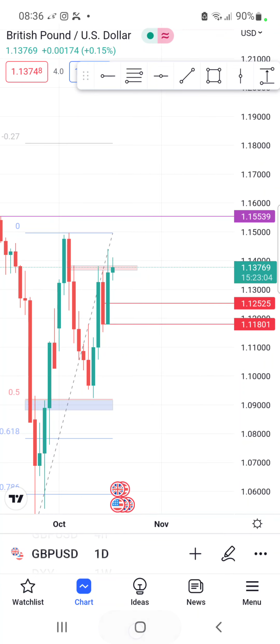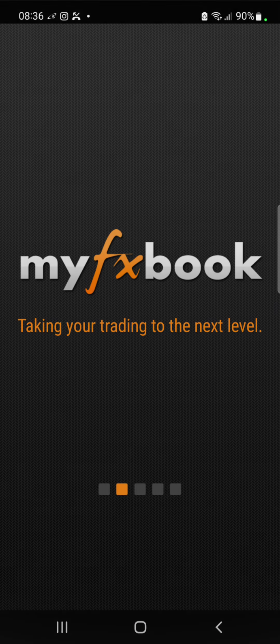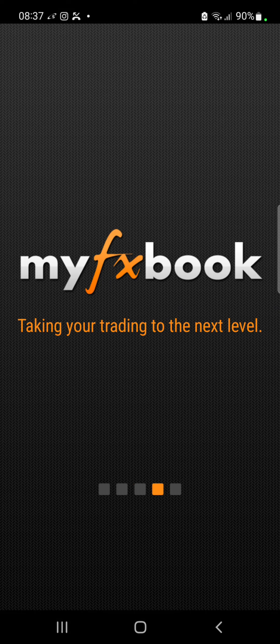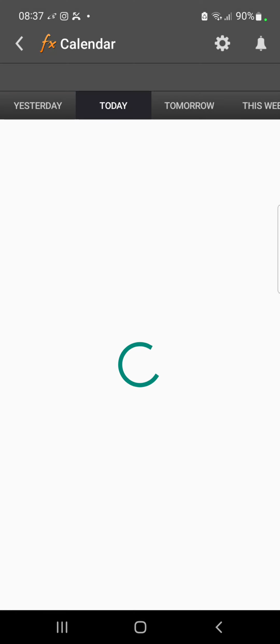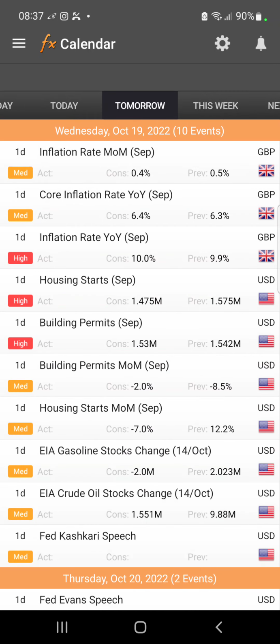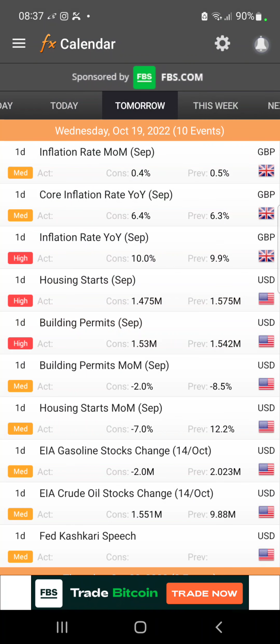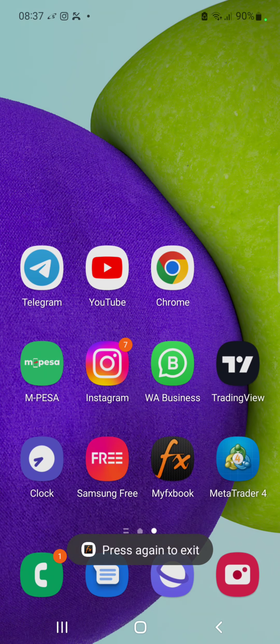But this week we said we have some strong news tomorrow. Yes, we have the inflation rate news for the GBP, sorry, GBPUSD. For this one, we need to stay out. For a start, if you're a beginner in this field, every time you see such strong news, you stay out of the market. Then we do a re-entry afterwards.